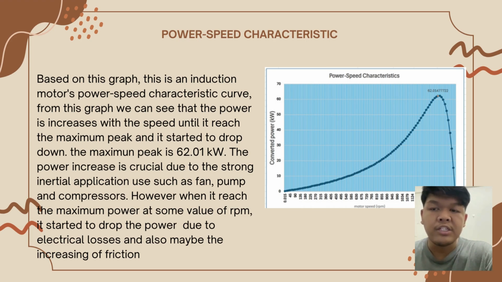The power increase is crucial for applications that need a strong initial output, such as pump, generator, and fan. But when it reaches the maximum power at some point of RPM, the power will drop due to mechanical losses, or maybe because of increasing friction inside the motor. Okay, thank you.